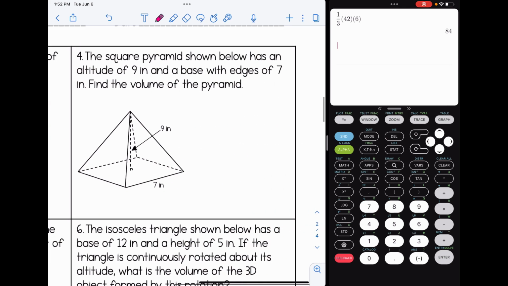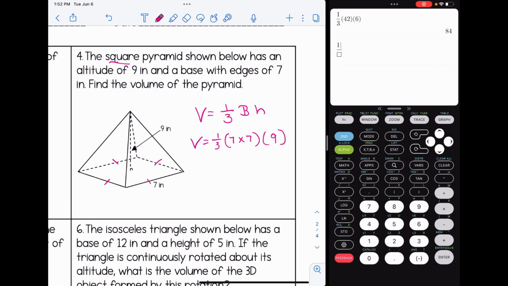Number 4, the square pyramid shown below has an altitude of 9 and a base with edges of 7 inches. Find the volume of the pyramid. Here's our formula again. Area of the base, well, this is a square base. I know that because it says square pyramid. So all the sides are 7, so I would do 7 times 7 in order to find the area. And the height of the pyramid is 9.